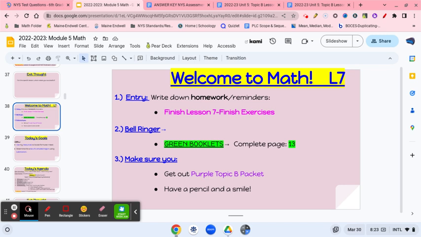Okay. So green booklets, please open up your green book to page 13 and you'll complete that just like a bell ringer. And then just like usual, after you're done with that, get out your purple topic B packet. Not the one that says topic A, but topic B. So pause me. Make sure you do page 13 and then unpause me to start talking about the lesson today.